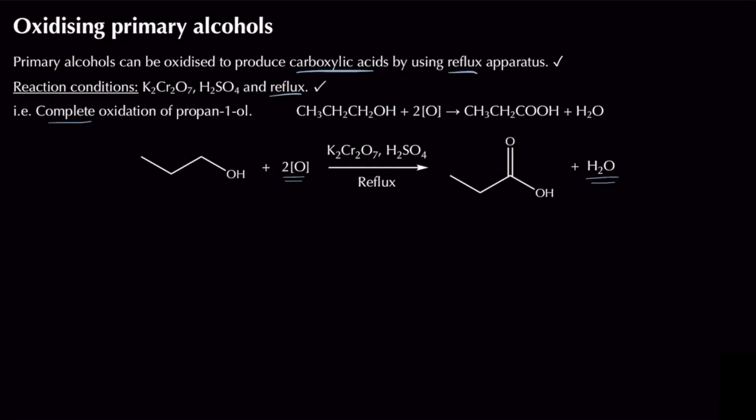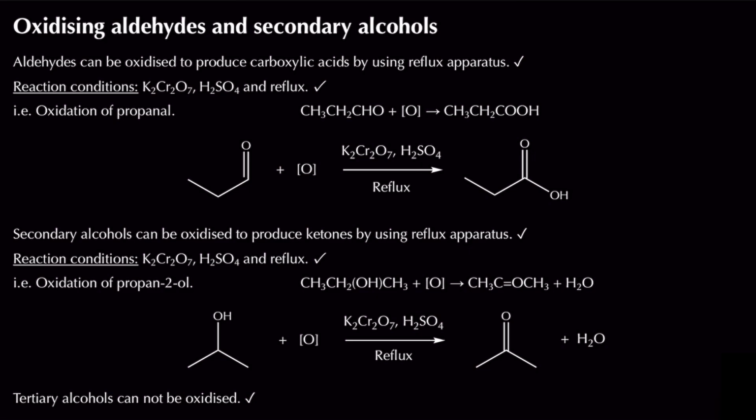Now if you were to move on, we could look at oxidizing aldehydes. This equation is quite a weird one because aldehydes, we already know, can be oxidized to produce carboxylic acids again, but this time we're using reflux apparatus. We have to use reflux apparatus because our aldehyde will just evaporate away if you use distillation. If we were to look at the reaction conditions, again it's the same as producing a carboxylic acid from a primary alcohol, but here we react it with one lot of oxidizing agent, and you don't actually produce any water. There is no water present in this reaction.